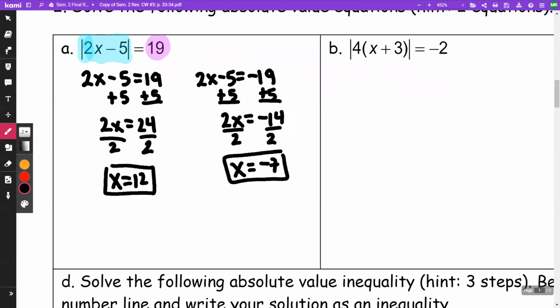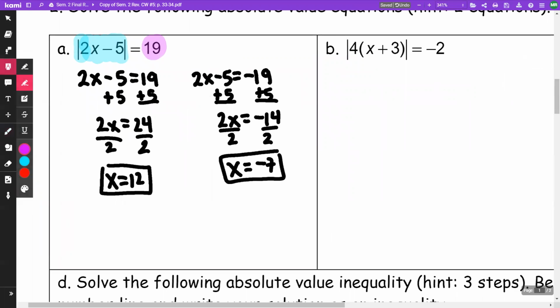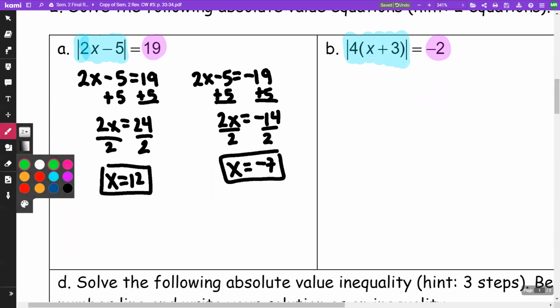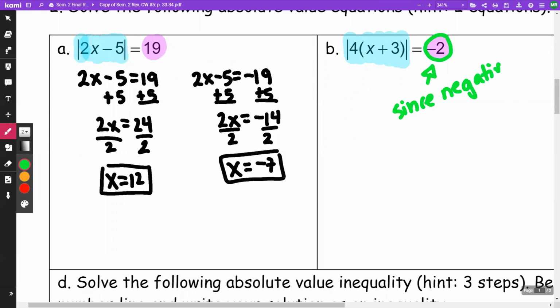Now, when I'm looking at letter B, again, I want to make sure my absolute value is isolated. It is. Then I look to the other side and see what sign it is. If it is negative, then it's going to be no solution. So since it's negative, no solution, because there's nothing I can take the absolute value of and get a negative back. So my answer here, no solution.